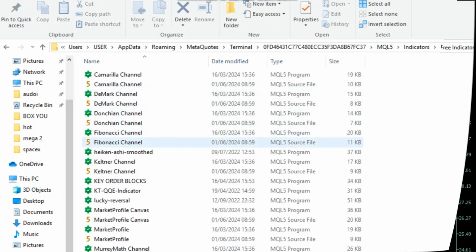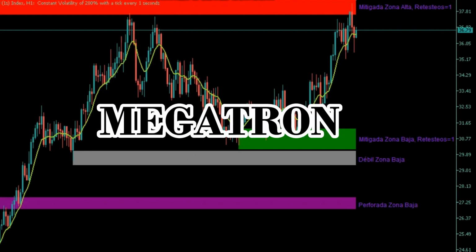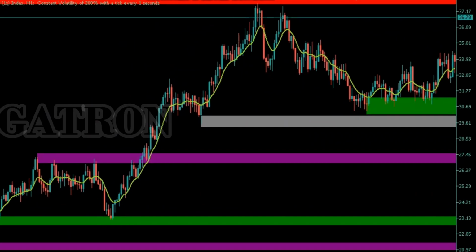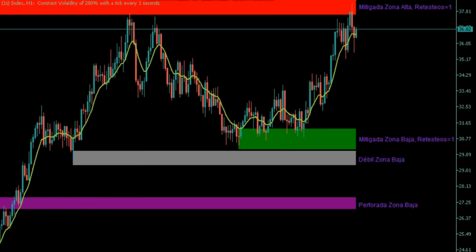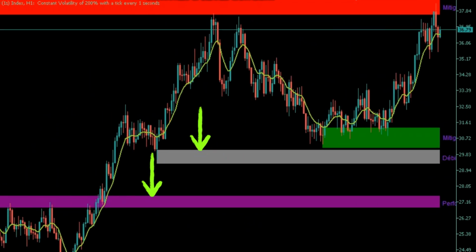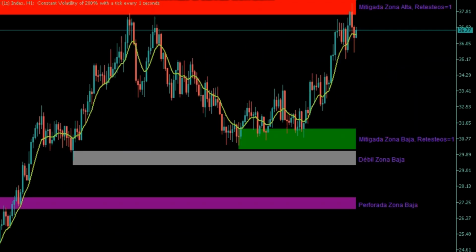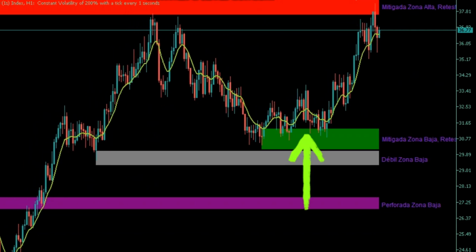Alright guys, this is how our indicator looks after placing it on the chart. You will notice that it features several color elements, which I will walk you through in just a second. We have the purple zone, the gray zone, the green zone and the red zone. However, we shall be focusing only on the green and the red zones.